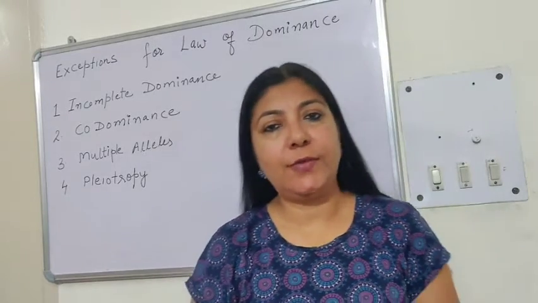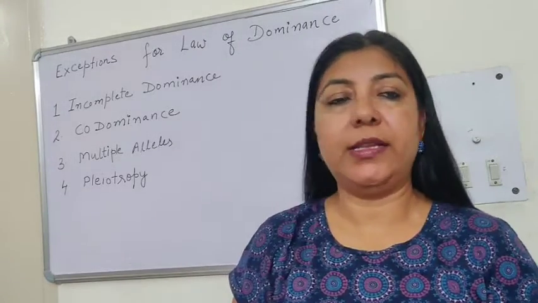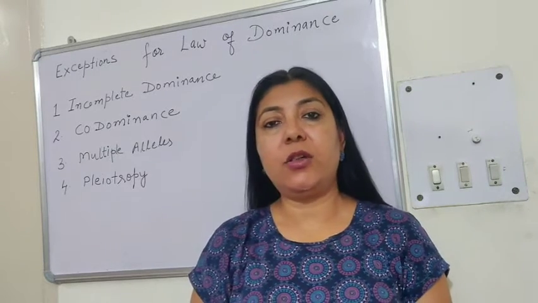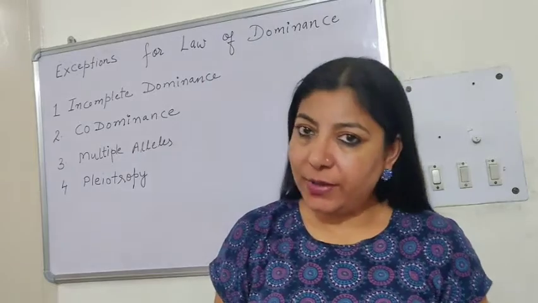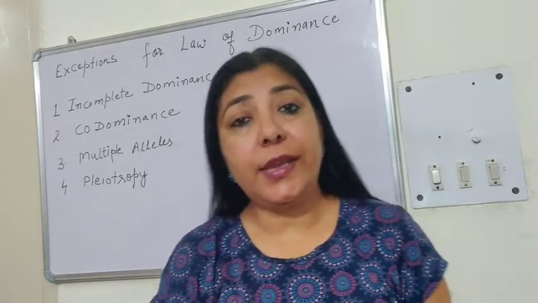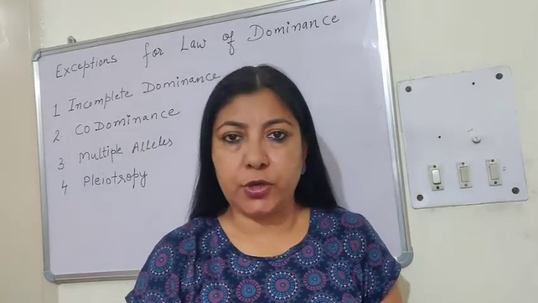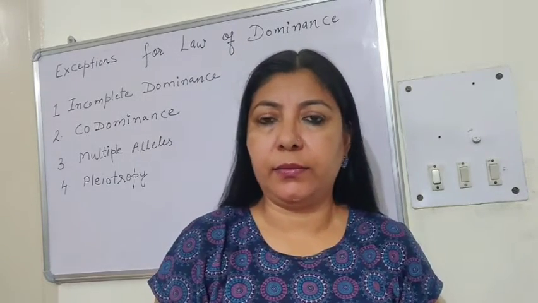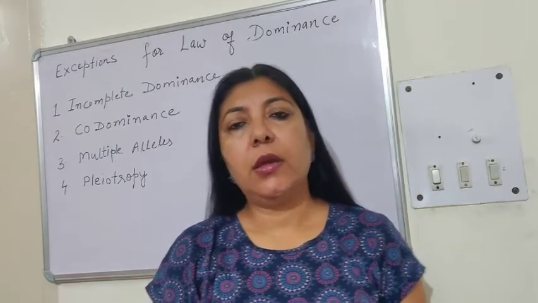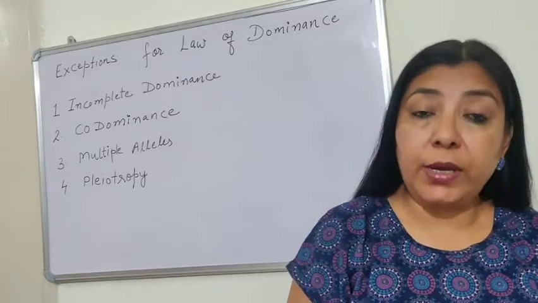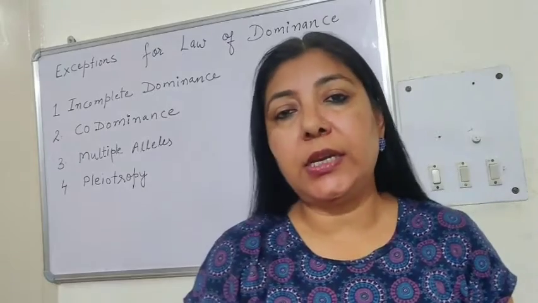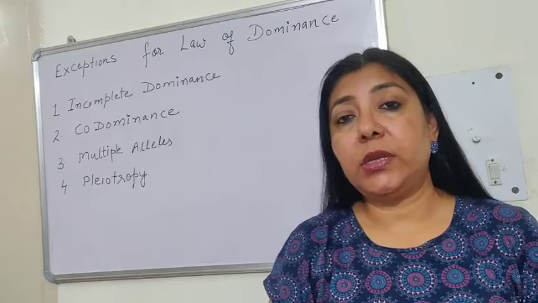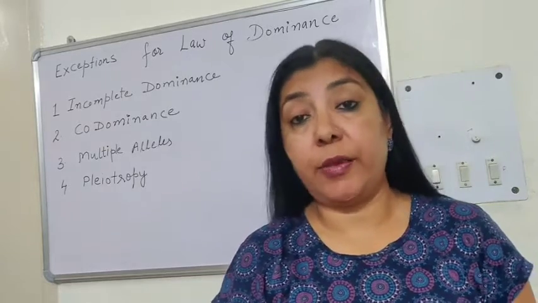So till now we have studied two laws of inheritance given by Mendel. One is law of dominance and second is law of segregation. Out of these two laws, law of segregation has no exceptions. It is correct for all the examples which were taken. So there are no exceptions. But the law of dominance, when it was tested in various other organisms, it had certain exceptions.